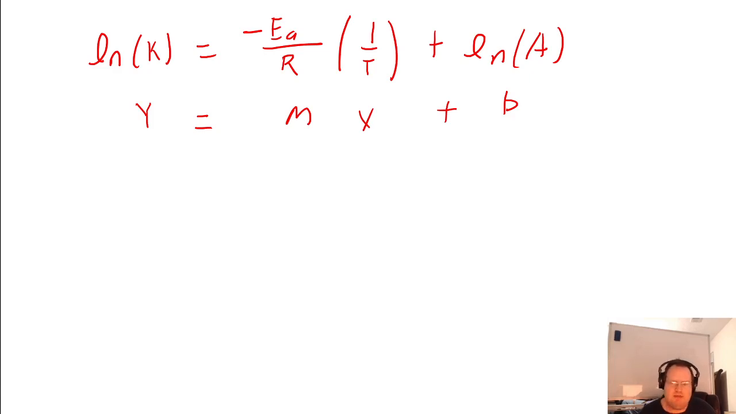X is 1 over T, y is natural log of k, and then the m is there, and the b is the natural log of the orientation factor. Is orientation factor? No. Okay. So we have that. This version works really well when you graph it. And if you've got a lot of data points, you can put them in Excel and create a graph, and it works pretty well.